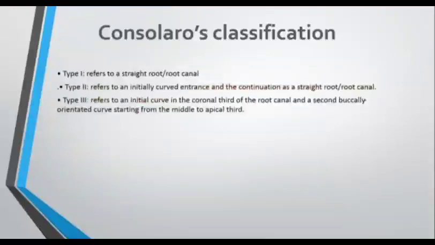When we have a Radix Entomolaris, we will see that its orifice is located lingually at the distal aspect. In terms of the buccolingual orientation of the Radix Entomolaris, Dr. Ribeiro and Consolaro have made a classification. Type 1 refers to a straight root and root canal. Type 2 refers to an initially curved entrance and the continuation as a straight root or root canal. Type 3 refers to an initial curve in the coronal third of the root canal and a second buccally oriented curve starting from the middle to the apical third.